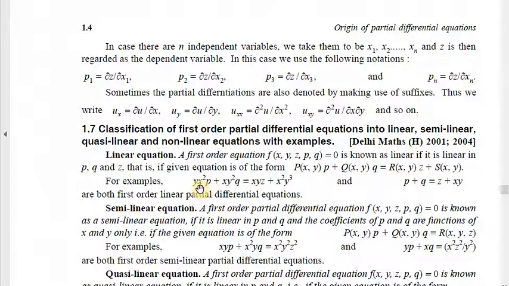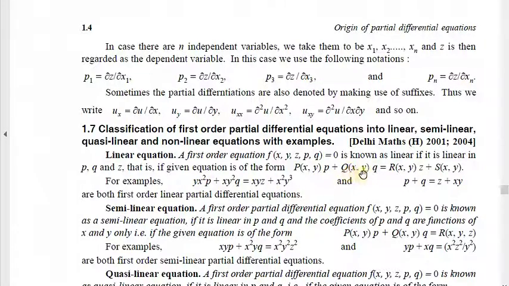You can see here the term with p is only a function of x and y. This is y x squared. You don't have z and q here, you don't have p and q with respect to z, and you have a term here which does not contain p, q and z. So you see P(x,y) is x y x square.